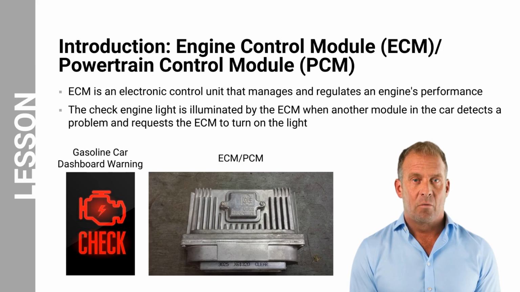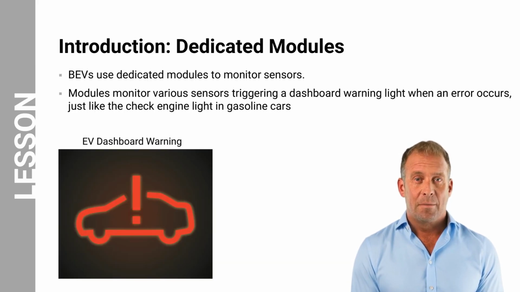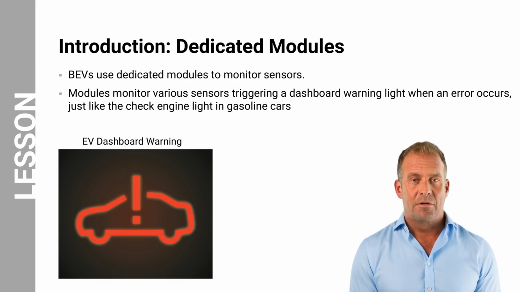However, the concept of a warning light system is still very relevant. BEVs use a dedicated module that monitors various sensors and modules, for example, serial gateway module. The modules are known by different names across manufacturers. When various sensors and modules detect a problem, they communicate with those dedicated modules. Upon receiving a fault code, the dedicated module will illuminate a warning light on the dashboard, just like the check engine light in gasoline cars.